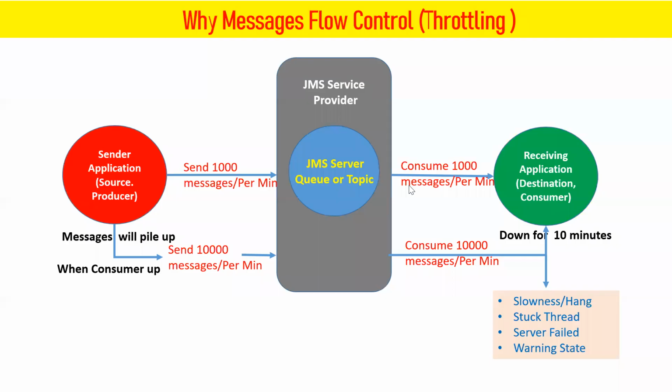So in such a situation, you have to ask your producer to send the messages in chunks. Instead of sending the 10,000 messages together, you can allow throttling, where your consumer can ask the producer: because I was down for 10 minutes, instead of sending 10,000 messages all together, you can send messages in chunks, like a batch of 500 messages, or maybe a batch of 1,000 messages. So this is called message throttling.